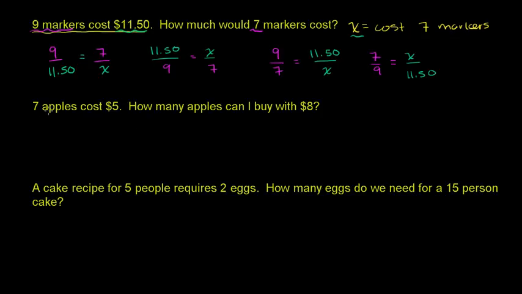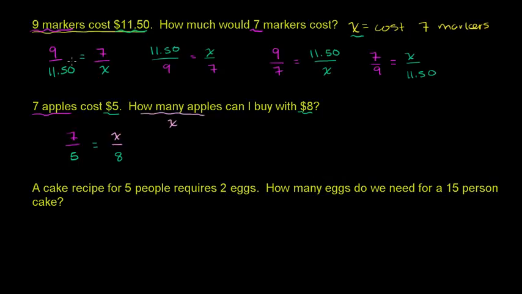So let's do this one right over here. 7 apples cost $5. How many apples can I buy with $8? So once again, we're going to assume that what they're asking is, how many apples? Let's call that x. X is what we want to solve for. So 7 apples cost $5. So the ratio between the number of apples, 7, and the cost of the apples, 5, is going to be equal to the ratio between another number of apples, which is now x, and the cost of that other number of apples, which is $8.